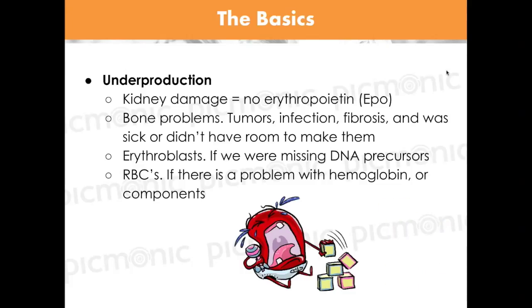So let's break down anemia, right? So we have underproduction and destruction. So you have a lack of red blood cells. Either you're not making them fast enough, or you're breaking down what you have, okay? Think of it in those two very general senses.